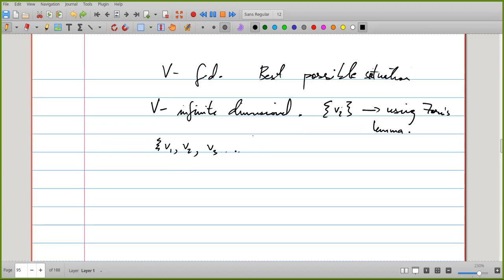Now, at the end of the day, Zorn's lemma or the axiom of choice will tell us that we can choose a basis. It's an assumption that we can choose. So yeah, I don't want to go into this, but now let's come to V being an infinite dimensional inner product space.